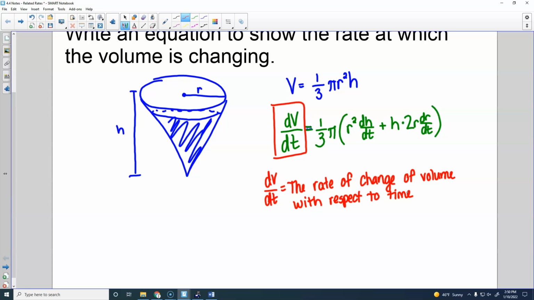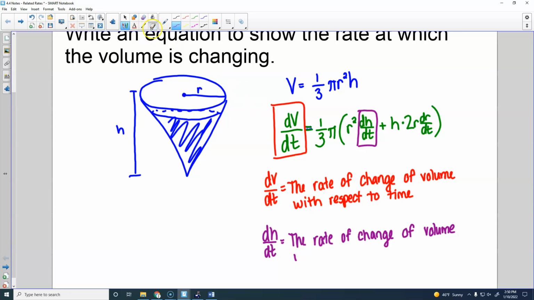And so that volume, it might be measured in cubic feet. Time can be measured in minutes, seconds, hours, something like that. It'll be specific to the problem. The dh/dt here would be the rate of change of volume.